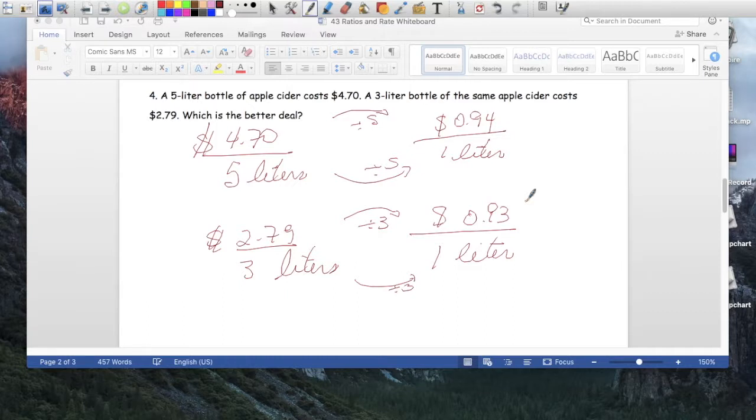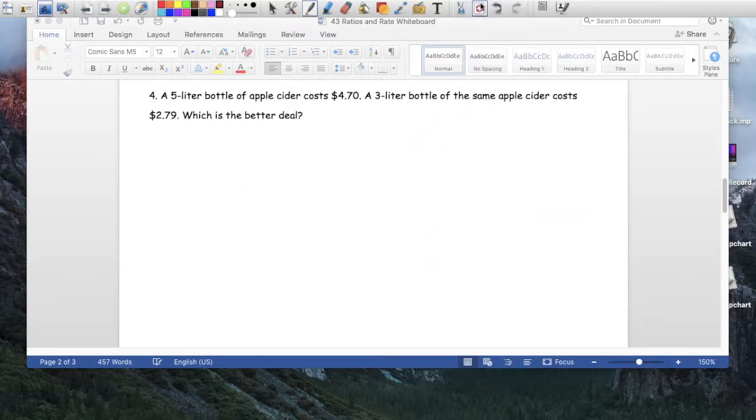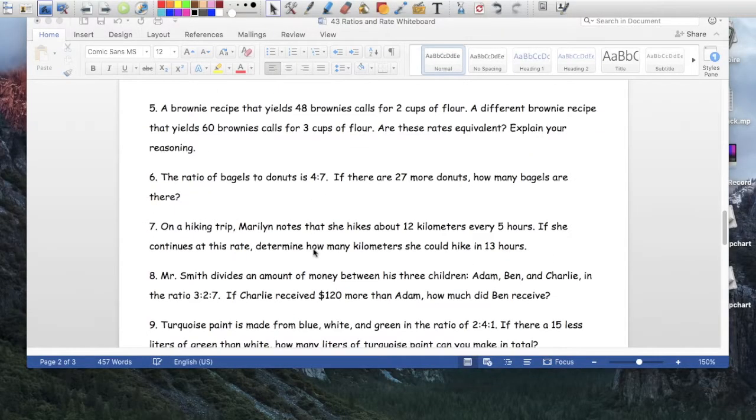0.94 times 5. 4.7. Yeah, I'm right. So actually, the cheaper bottle is the 3 liter bottle. Okay. Doesn't happen too often where the smaller size is cheaper.